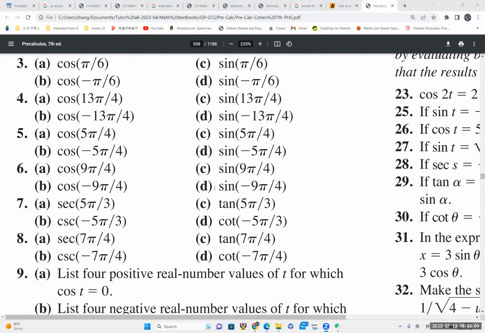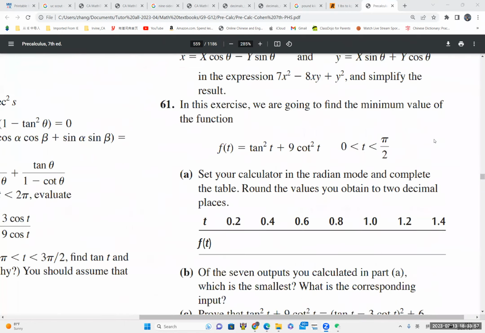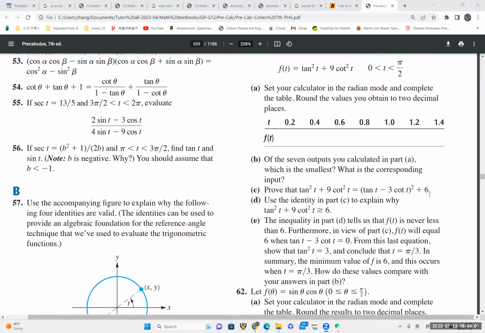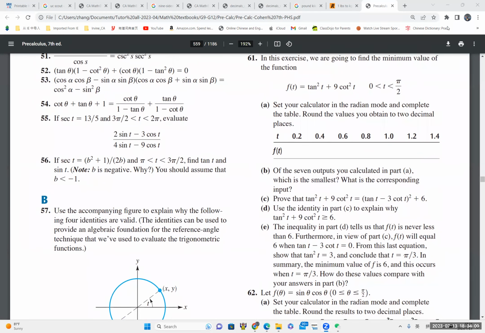Now let's go to part B. Uh, 61. There is A, B, C, D, E. Okay, let's try 61. Let's try it together.